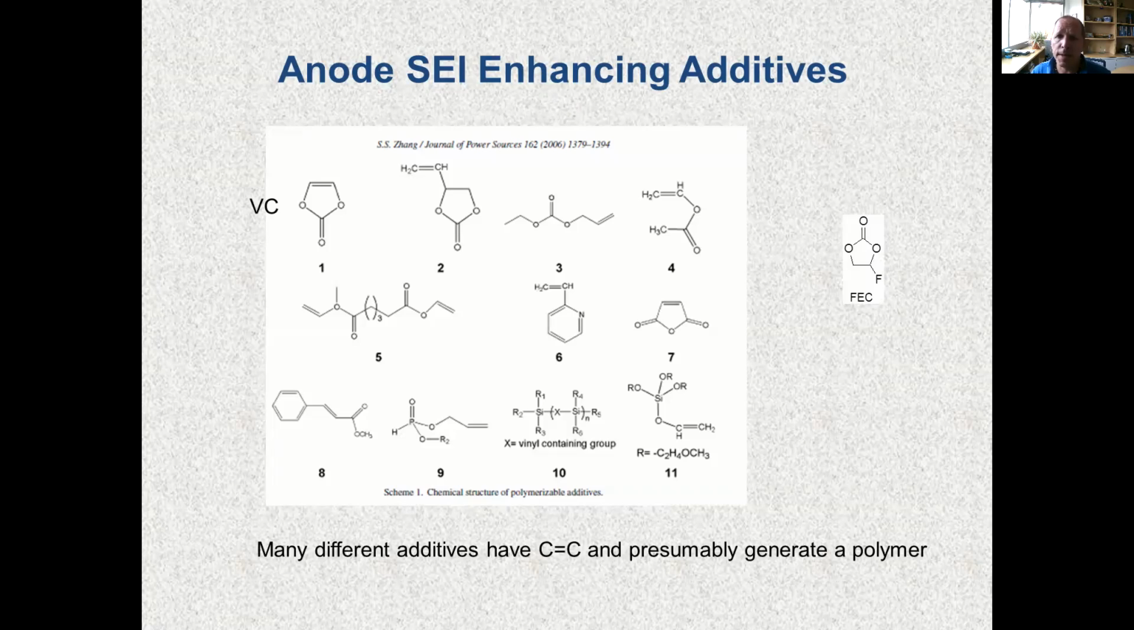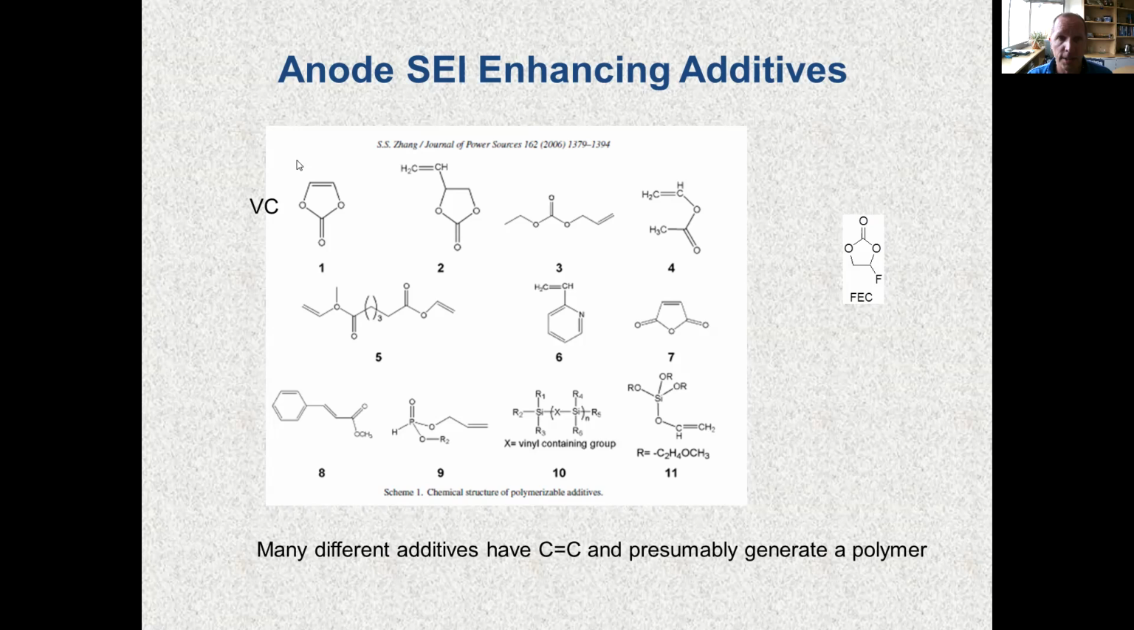Many of the SEI additives contain some form of unsaturation, some kind of a carbon-carbon double bond. The reason that these carbon-carbon double bonds are incorporated is that usually it's perceived that you have some polymerization reaction, and this polymerization reaction results in the generation of a polymer on the surface of the anode, and this polymer improves the SEI stability.